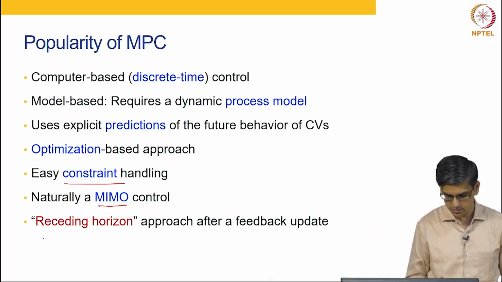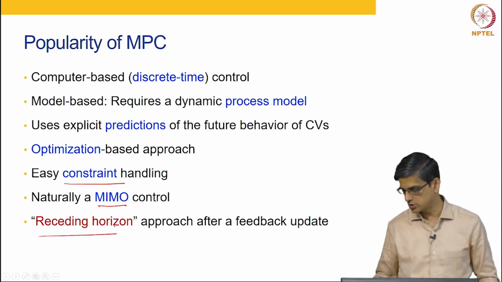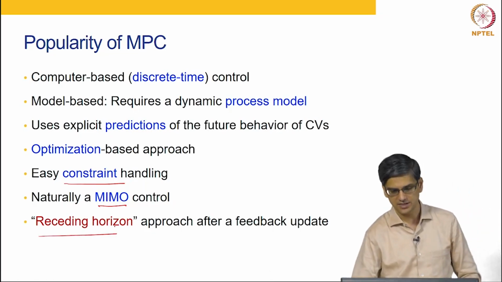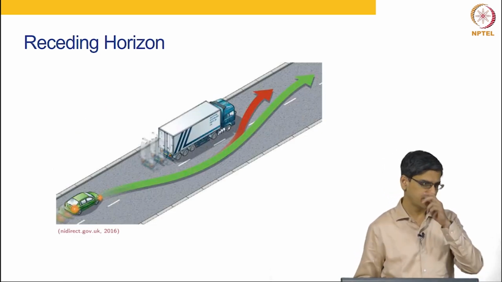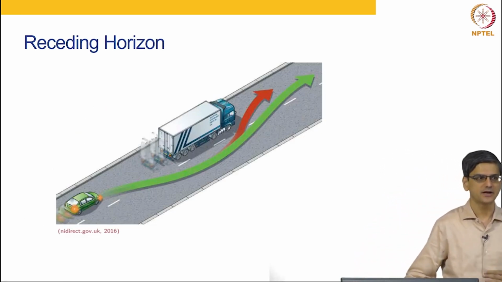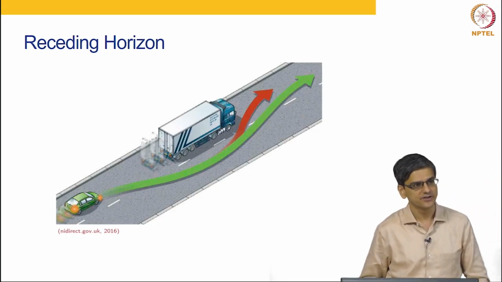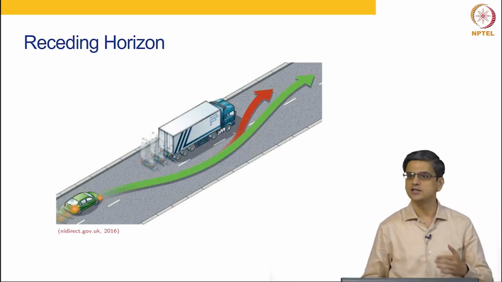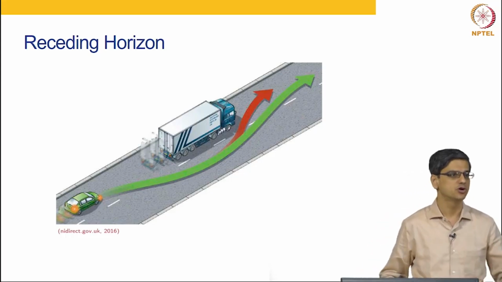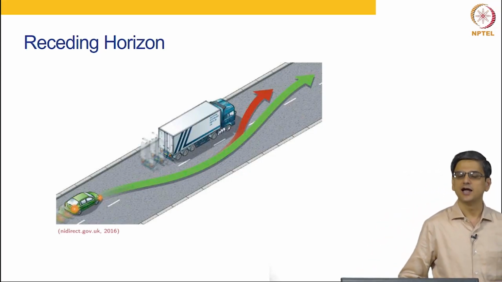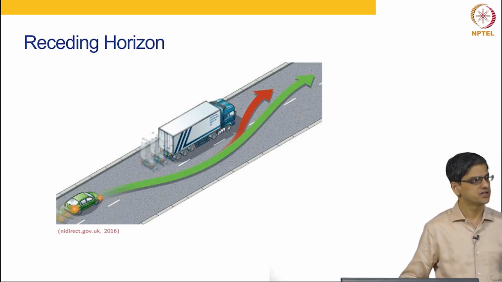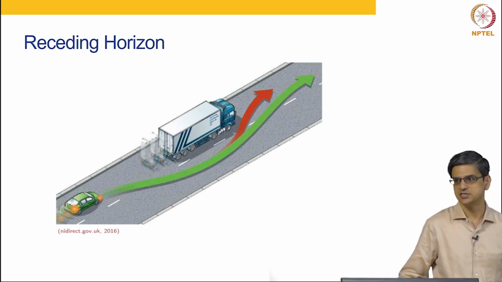Okay. And we talked about the receding horizon approach, and we took an example of you driving a car. You are trying to overtake a vehicle in front of you, and let us say that the vehicle is going at a particular speed, and based on that you determine how you are going to overtake that vehicle, and as you are overtaking, the vehicle increases its speed.